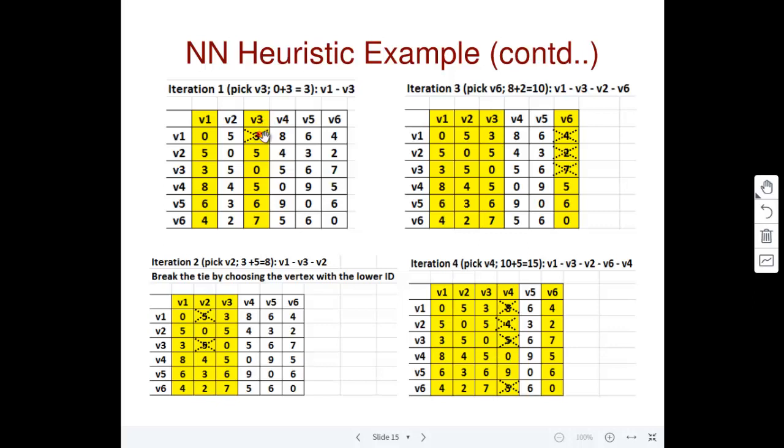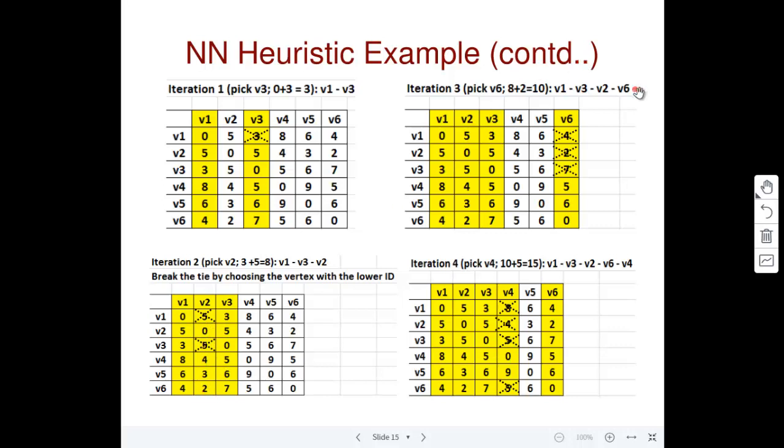Vertex 1 is already listed in the tour, so we have to go to an unvisited neighbor. Of course, this is a complete graph, so every vertex is a neighbor of every other vertex. The nearest neighbor distance is 5, so you break the tie by going to vertex 2. So vertex 2 is now added to the tour, and from vertex 2 we can go to v4, v5, v6 because v1 and v3 are already visited. So we go to vertex 6, that's the nearest neighbor.